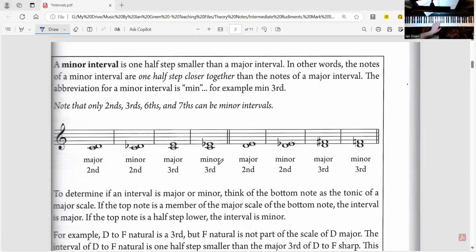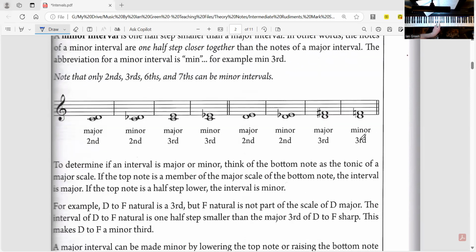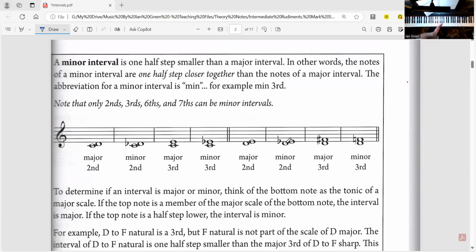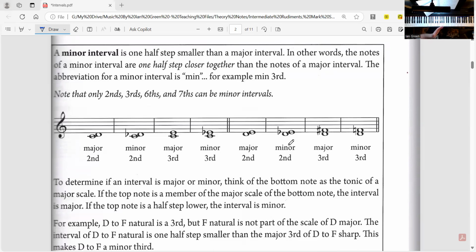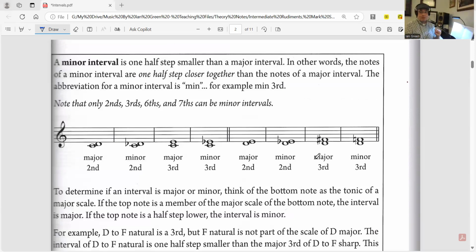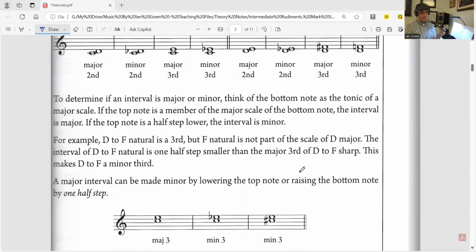But sometimes you can have a major interval that changes, let's say, from a sharp to a natural sign as well. It just depends on the context or on the scale that the interval is based on. But the basic idea of a minor interval is that a minor interval is always one semitone or one half step smaller than its major counterpart or major interval.